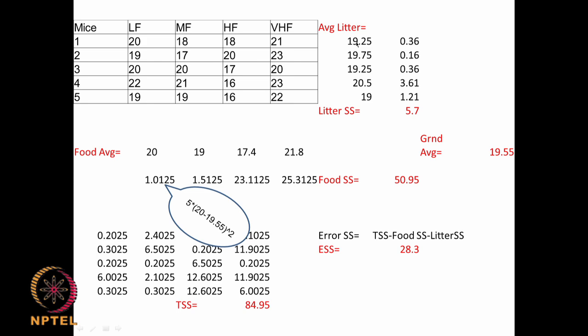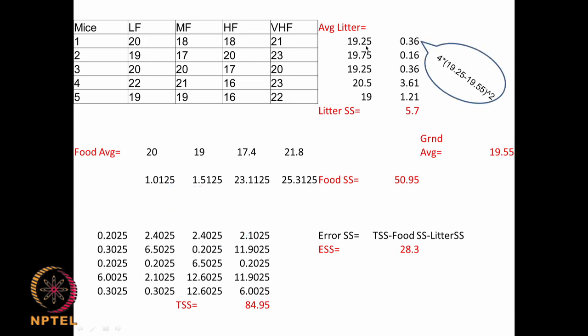Now, for litter I can also do the same. How do I get this term? 19.25 is the average of this row, minus 19.55, square it up, multiply by 4. Why do I need to do 4? Because I have 4 terms here. So, 19.75 minus 19.55 squared, multiplied by 4, 19.25 minus 19.55 squared, multiplied by 4, 20.5 minus 19.55 squared, multiplied by 4, 19 minus 19.55 squared, multiplied by 4. If I add up all these, I will get the litter sum of squares.